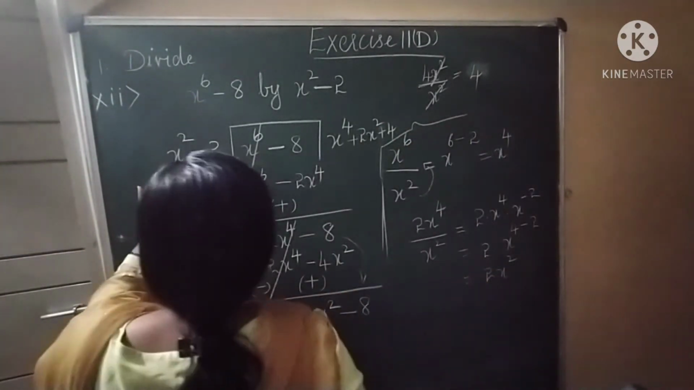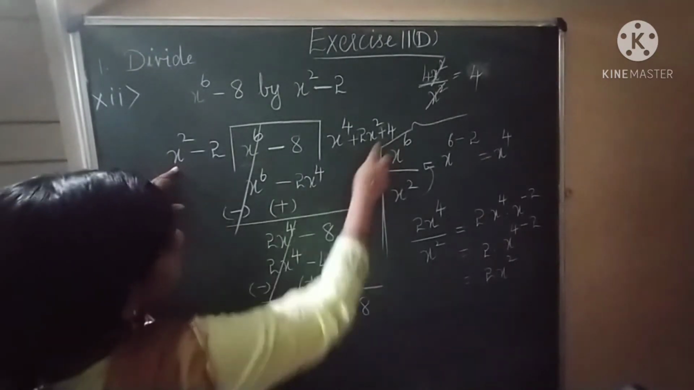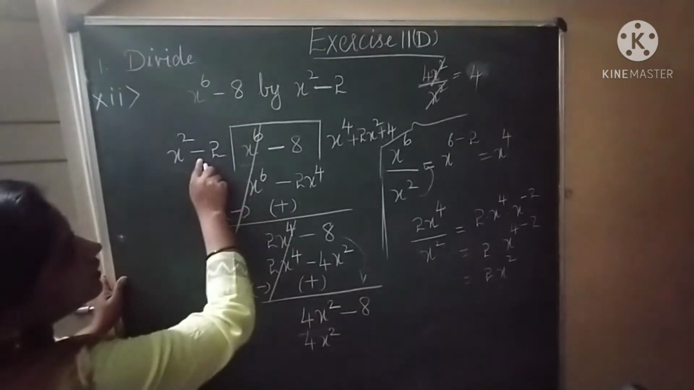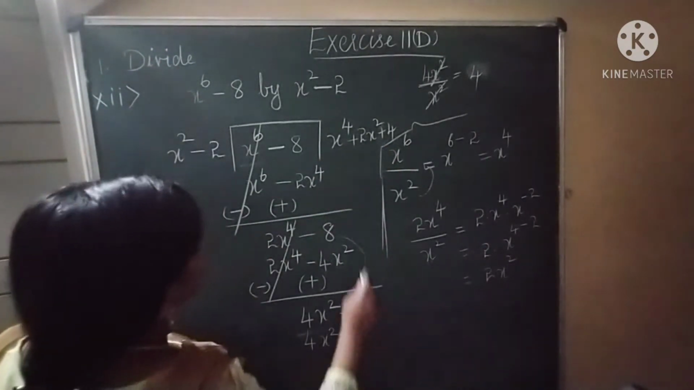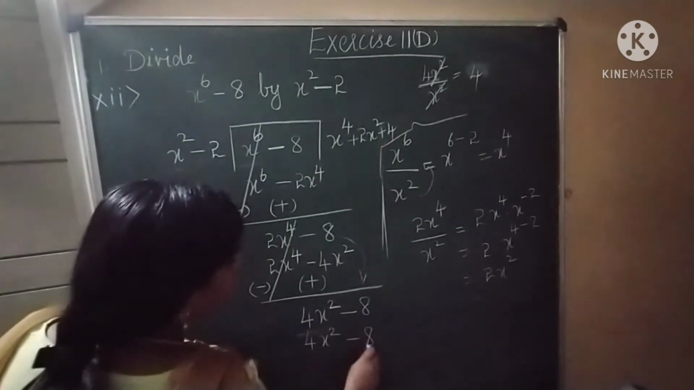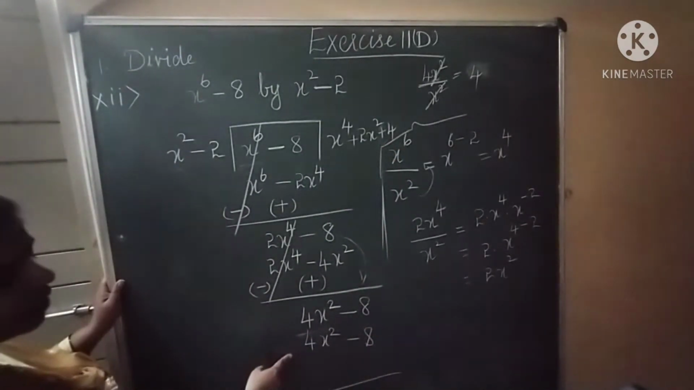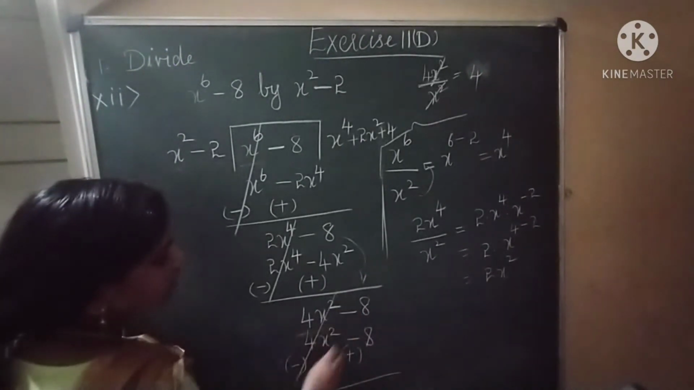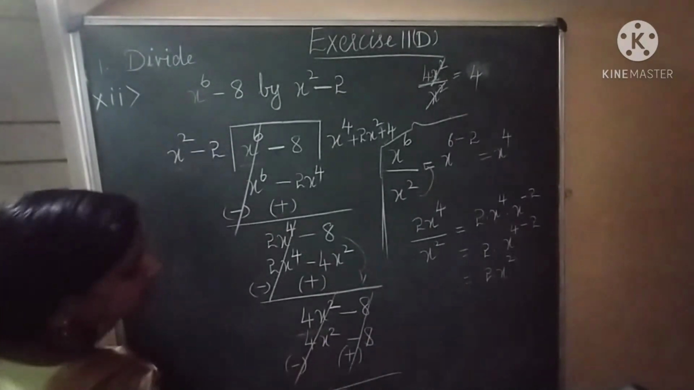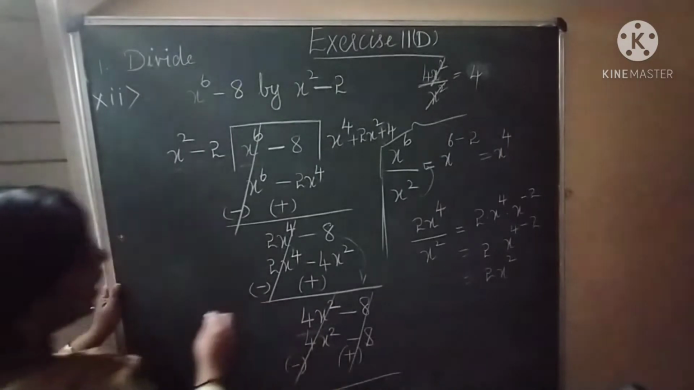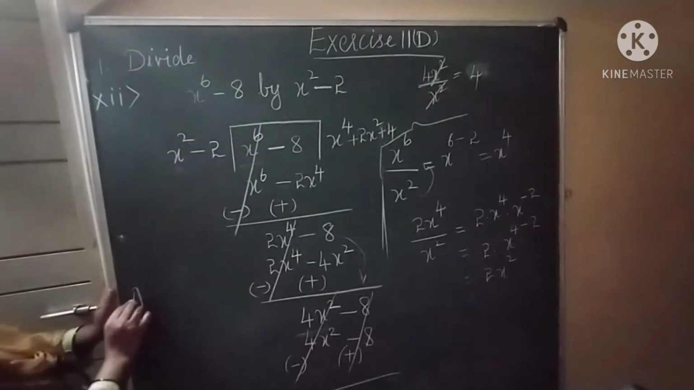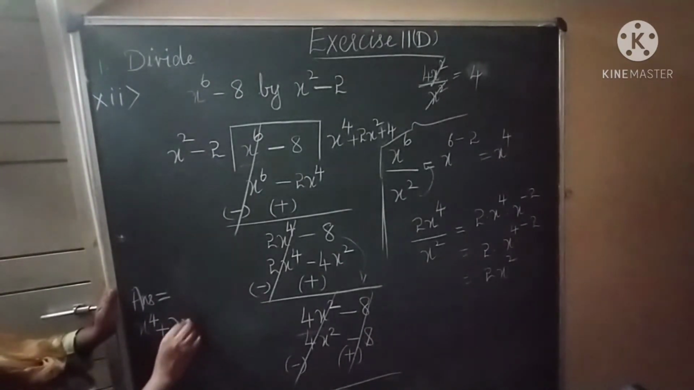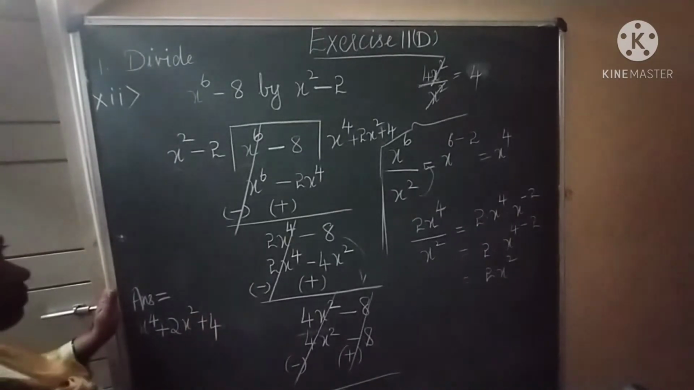Now we will start multiplying. X square into plus 4 gives you plus 4x square, and minus into plus is minus 2 into 4 gives you 8. Draw a line below. Plus is converted into minus, minus is converted into plus, two terms get cancelled and you remain with 0. That's the remainder. So the answer is the quotient, that is x to the power of 4 plus 2x square plus 4. This is the answer.